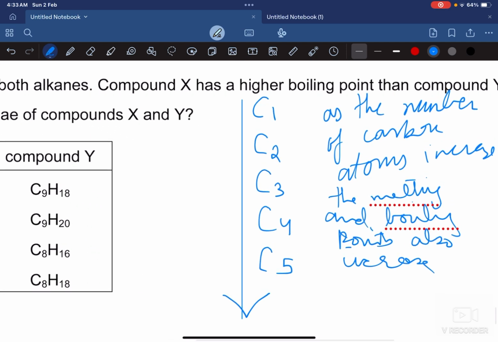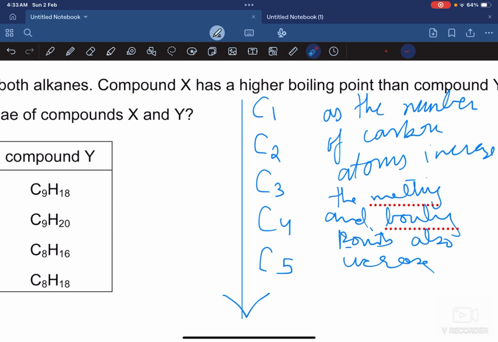Look, the first one we have is methane. For instance, I consider this methane C1, carbon 1 in methane. Methane, ethane, propane, butane, pentane. Methane is going to have a lower melting and boiling point than pentane. Why? Because methane has 1 carbon, whereas pentane has 5 carbons. The more the number of carbons in a compound, the higher the melting and boiling point.